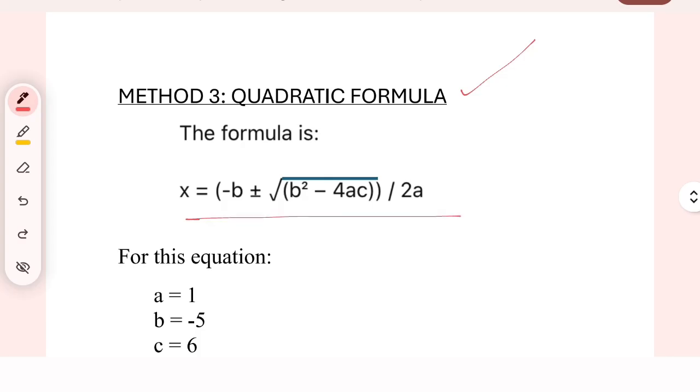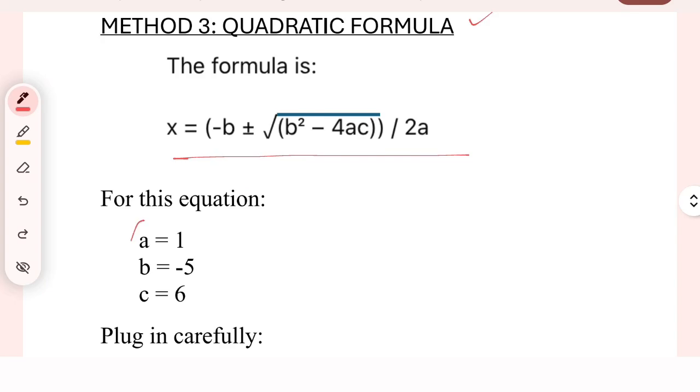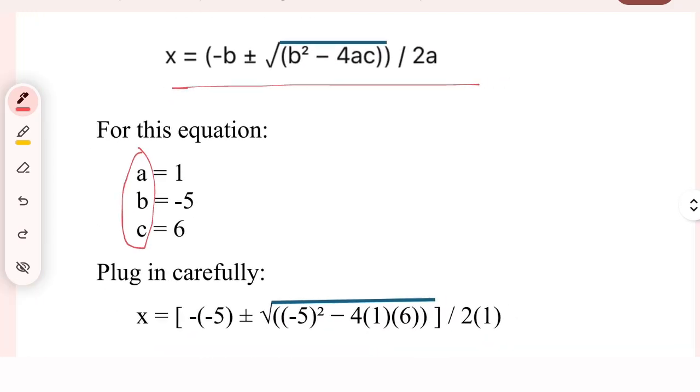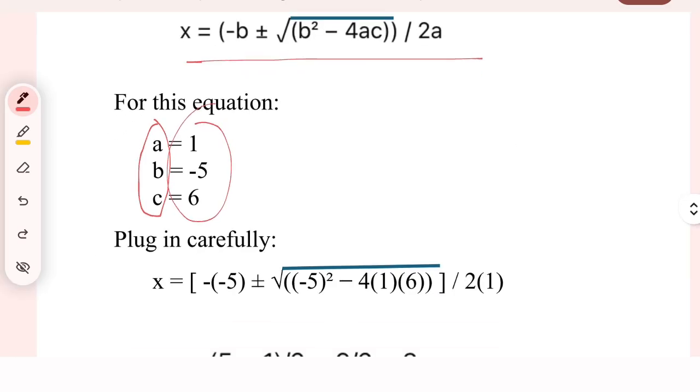This is the quadratic formula which I would recommend that you memorize. So it is minus b plus minus the square root of b squared minus 4ac divided by 2a. So you divide all of them by 2 times a. And of course, you need to know what a, b, and c are, right? So you need to know exactly what a, b, and c are. And these are all taken from the equation, right? So that's from the equation.